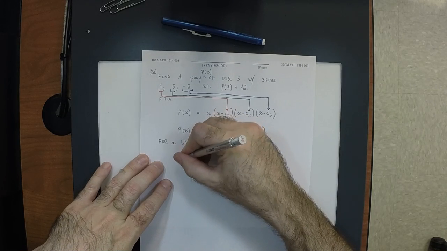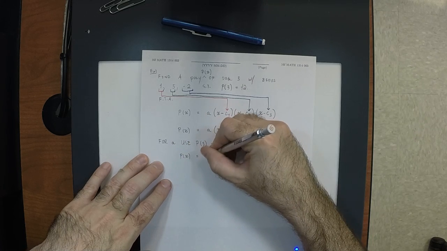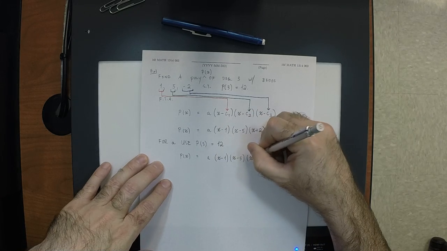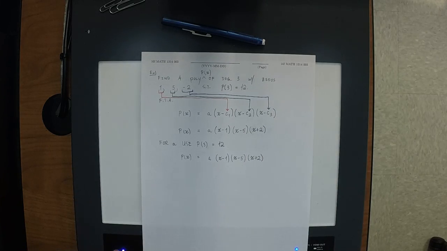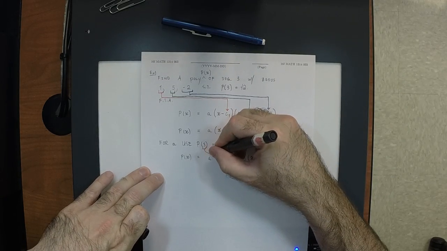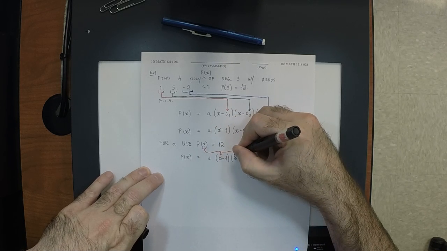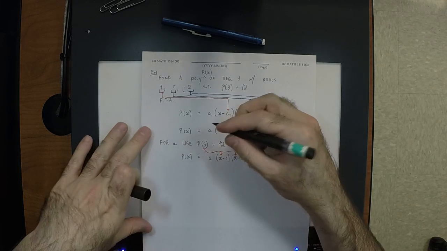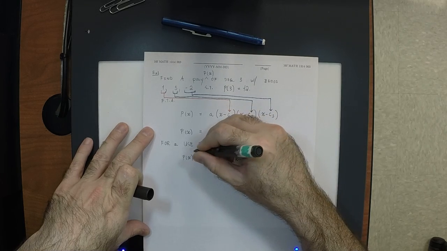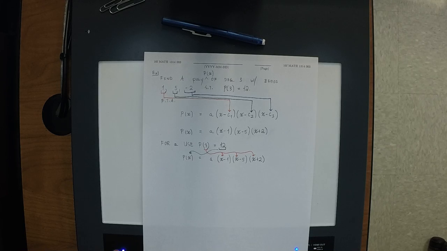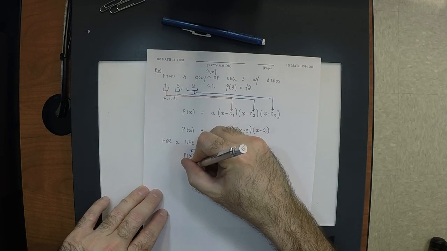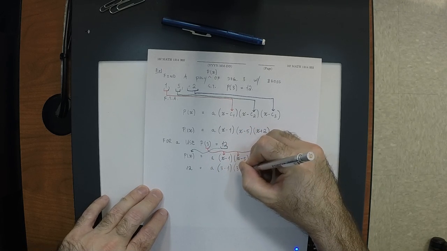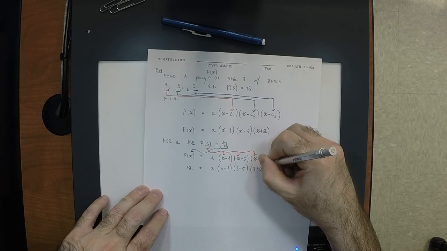So just copying this line, P of x is A multiplied by x minus 1, x minus 5, x plus 2. What we're going to do is say, okay, the x is now going to become 3, and P of x is now going to become 12. So 12 is A multiplied by, okay, so 3 minus 1, 3 minus 5, 3 plus 2.